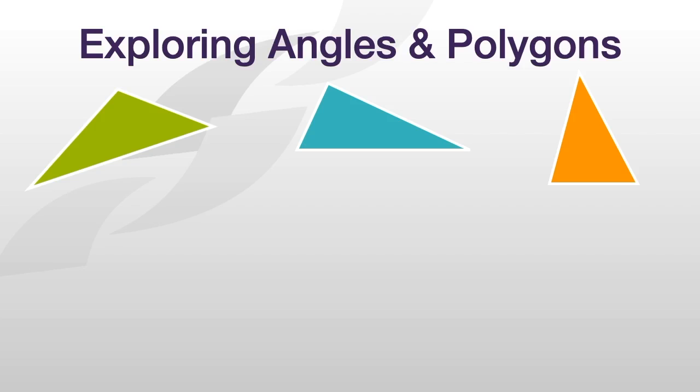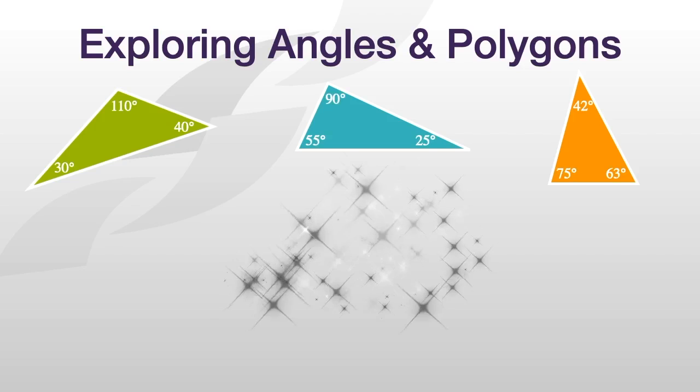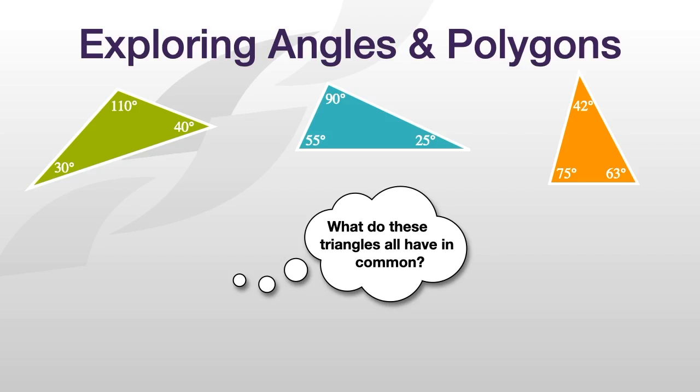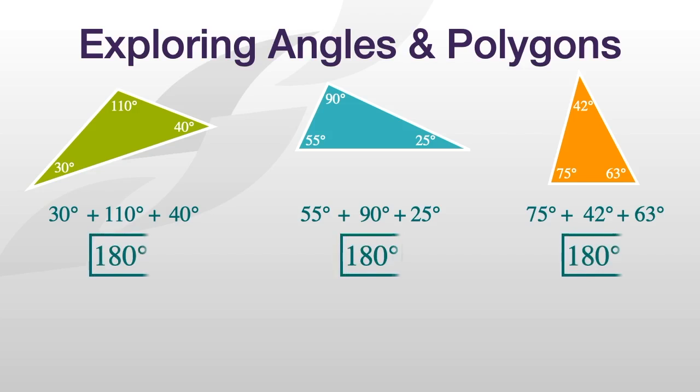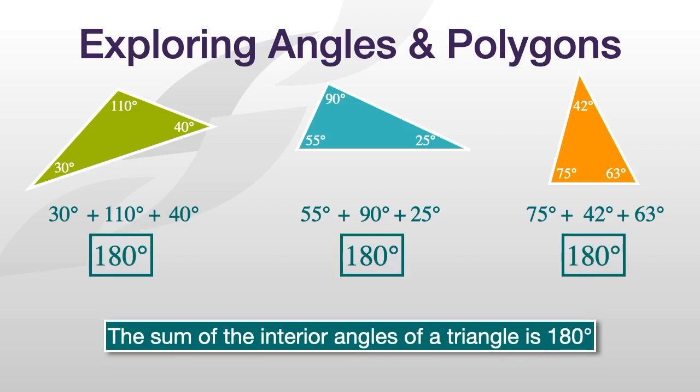Though all of these triangles are different, there is something with the angles that all three of these triangles have in common. Take a moment and see if you can figure out what is the same about these triangles. If we take the sum of the angles in each triangle, we get 180 degrees for each of them. So generally, the sum of the interior angles of a triangle is 180 degrees.